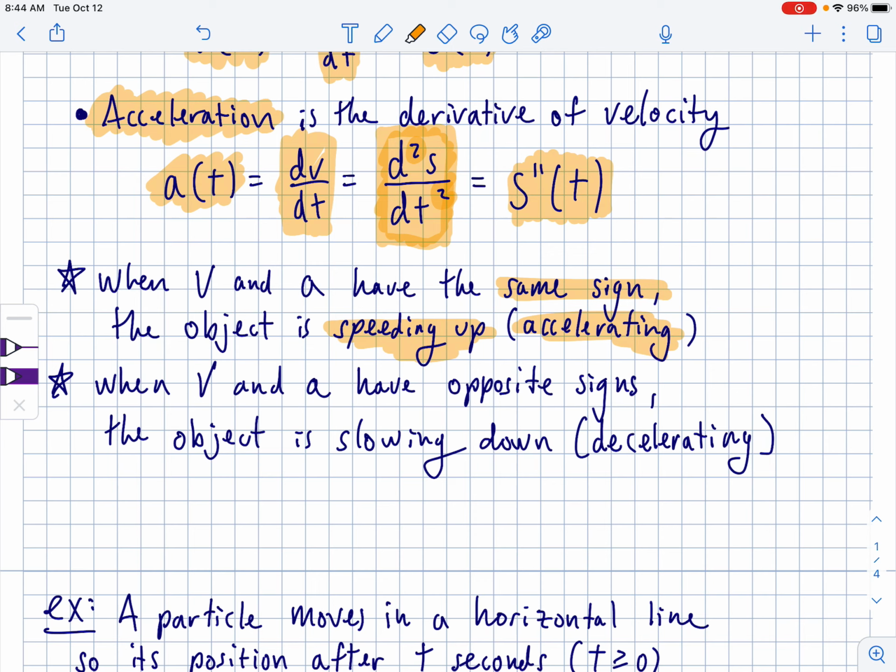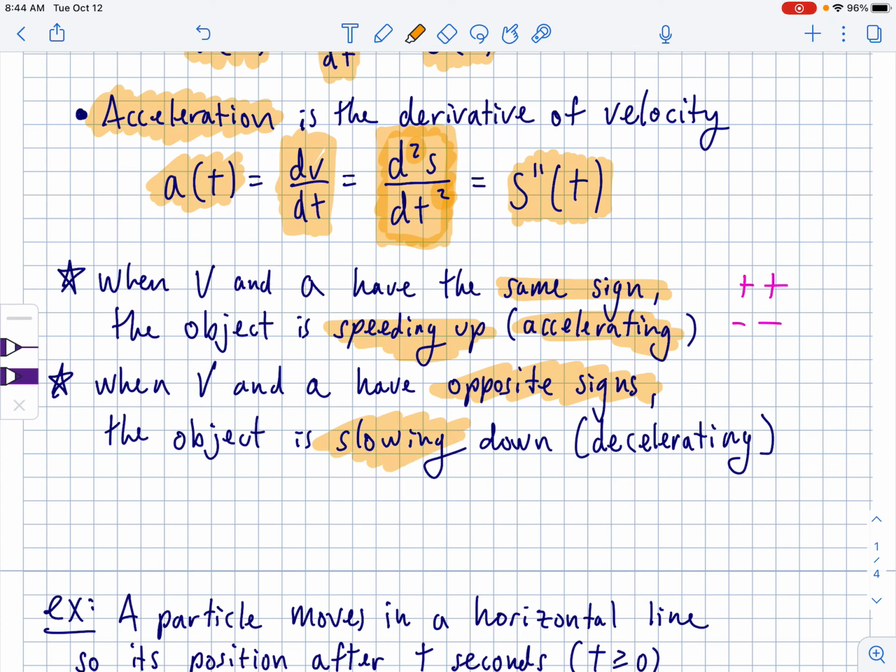When v and a have the same sign, that means it is speeding up, and that is called accelerating. So if you have t equals 4 or something like that, and you plug it into the first and second derivative, which are velocity and acceleration, if they're both positive numbers or both negative numbers, that would mean that it is speeding up. So it could be positive or negative.